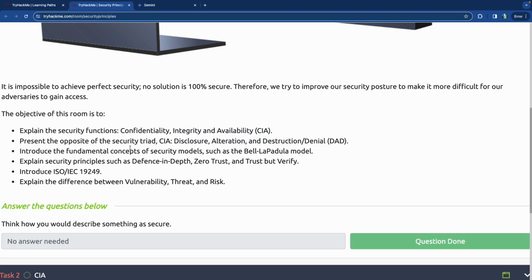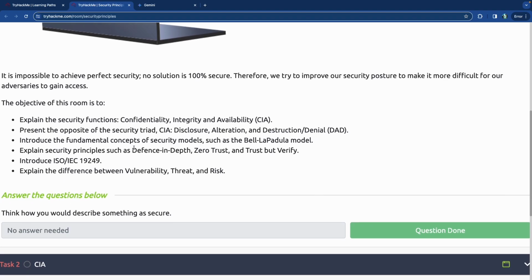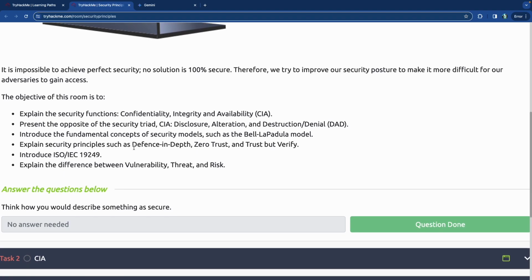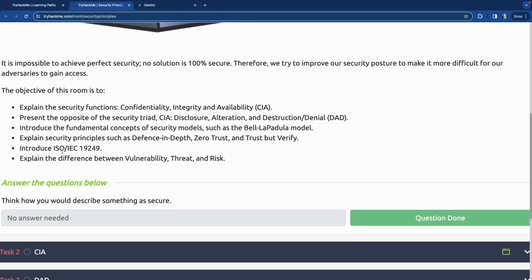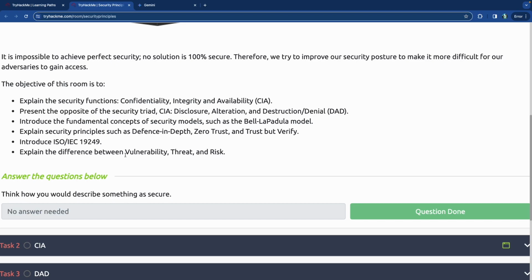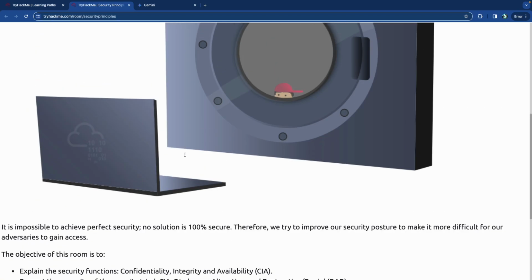Introduce the fundamental concepts of security models such as Bell-LaPadula model, explain security principles such as defense in depth, zero trust, and trust but verify, introduce ISO IEC 19249, and explain the difference between vulnerability, threat, and risk.